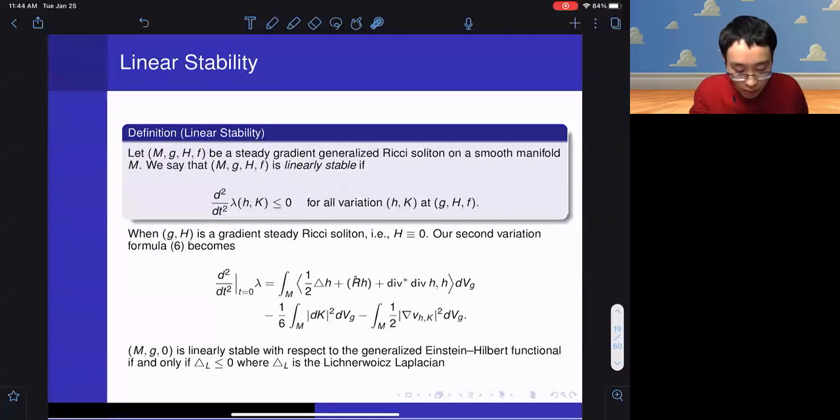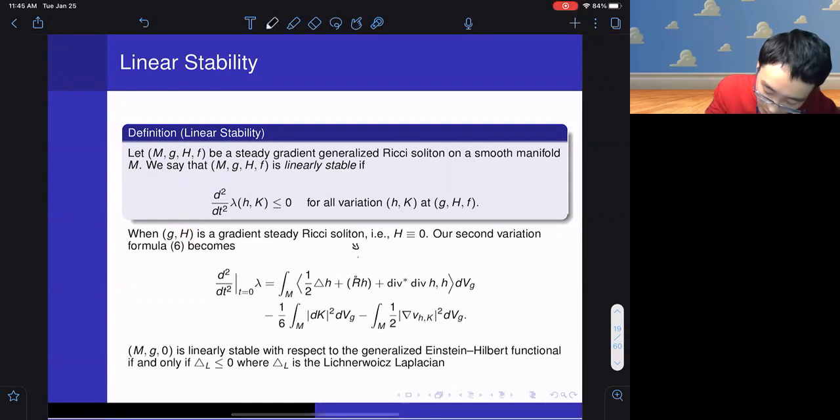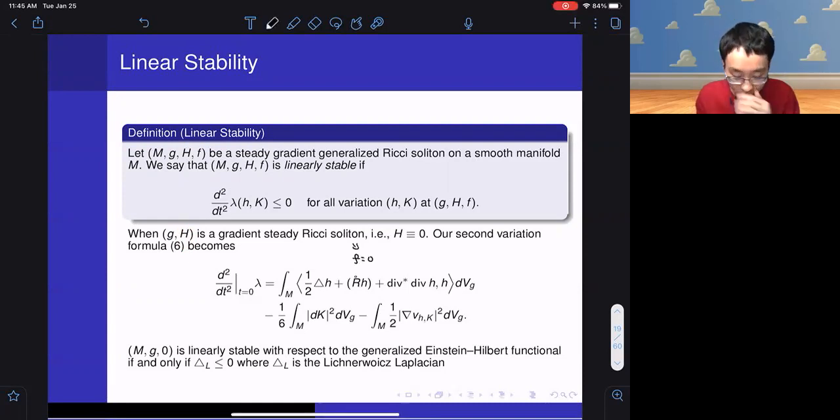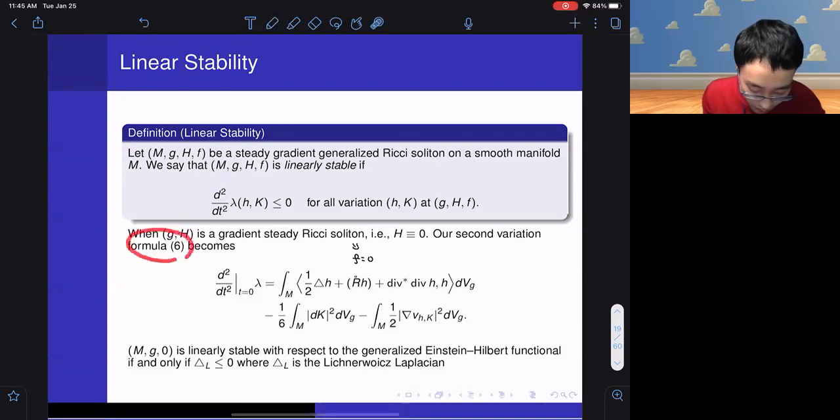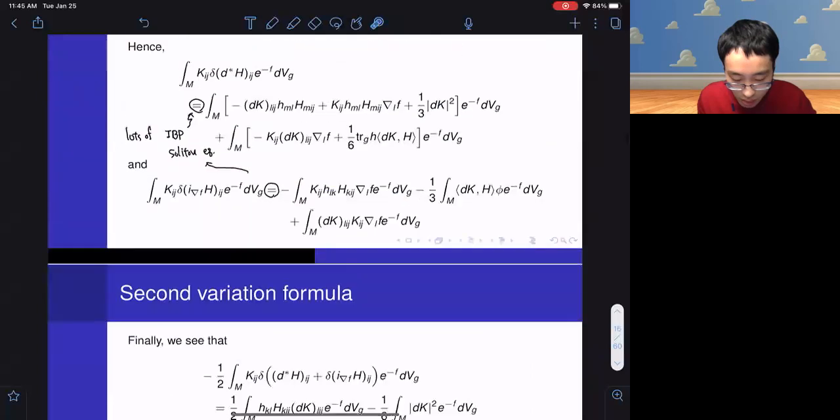First we can look at a special case. If H is 0, it means that we are in a gradient steady Ricci soliton. And in fact, this is Ricci flat, right? Because f is also 0 in this case. So if you look at our second variation formula, and H is 0, let me go back to here.